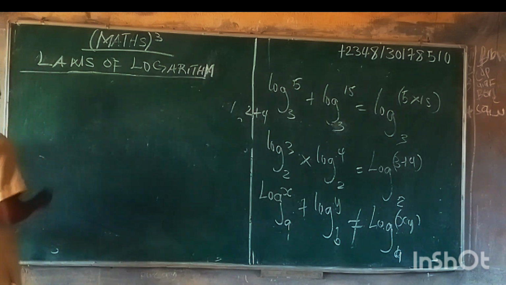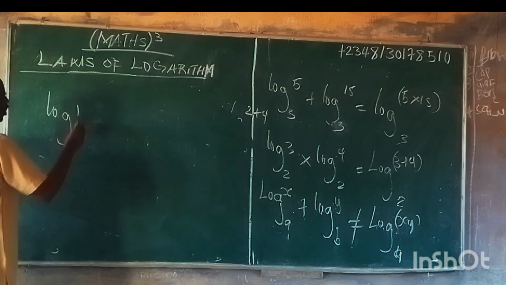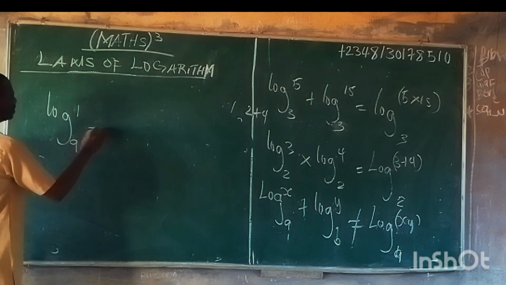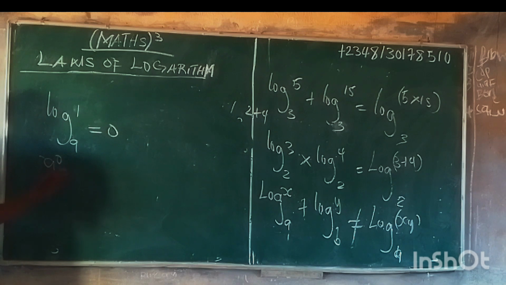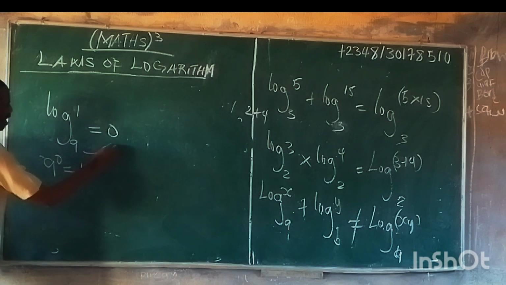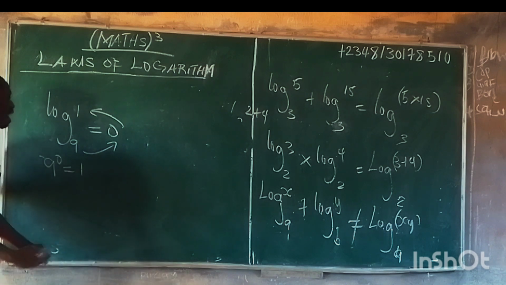So let's continue. The next one is log 1 base a, which is equal to 0. That means a to the power of 0 should be 1. So you're getting 1. This is just from indices. Indices says anything raised to the power of 0 is 1.